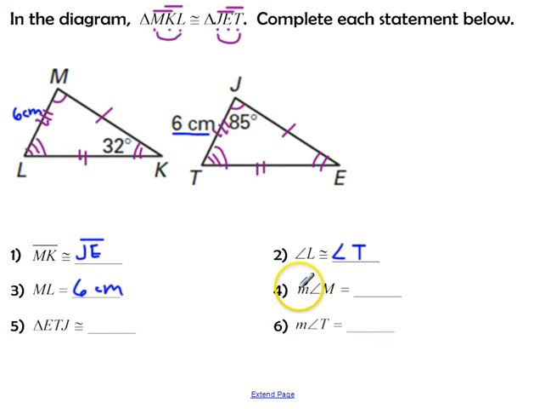And then when we look at number 4, it's the same idea. We want the measure of angle M. So we're not asking for what angle is congruent to it. We want the actual measure. So we want a number. So if you look at angle M, again, we don't have an angle measure, but you know that it's marked with 1, which means it's congruent to angle J, which is also marked with 1. So since J is 85, M is going to be 85 degrees as well.